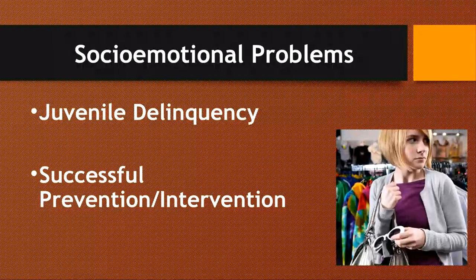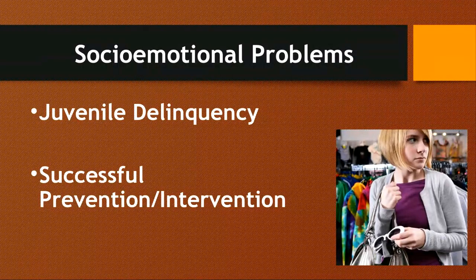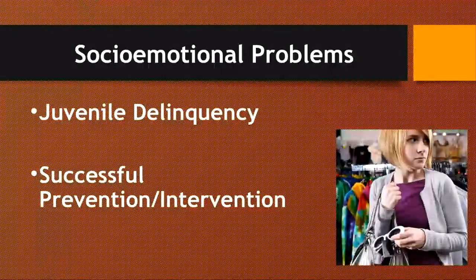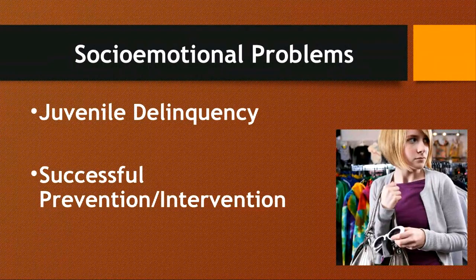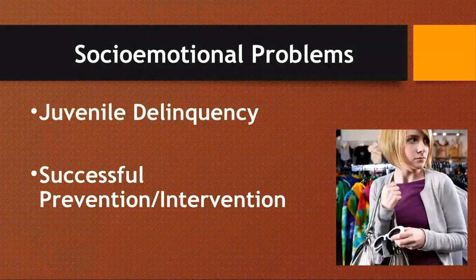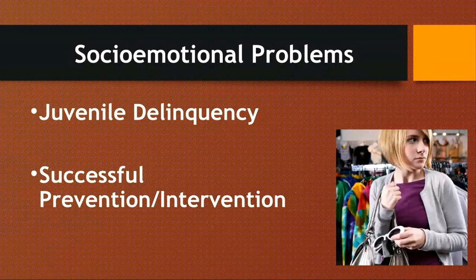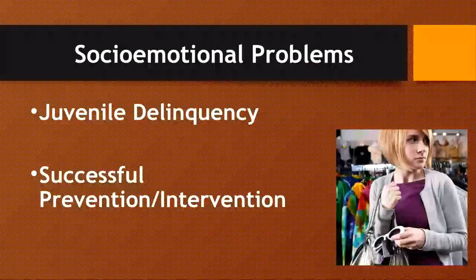But let's talk about successful prevention and intervention. That's going to be our last topic. The four problems that affect most adolescents are one, drug abuse, two, juvenile delinquency, three, sexual problems, and four, school-related problems. It has been found that many adolescents engage in two to three of these behaviors, so not usually just one. Like if you're doing drugs, you're probably involved in some kind of juvenile delinquency. You probably have school-related problems as well.